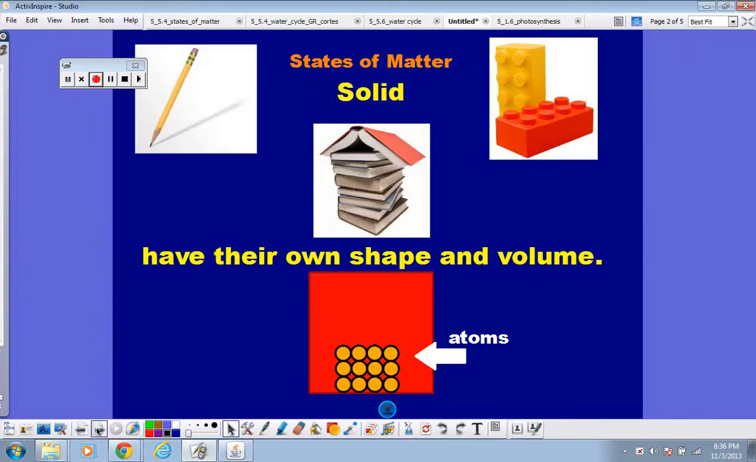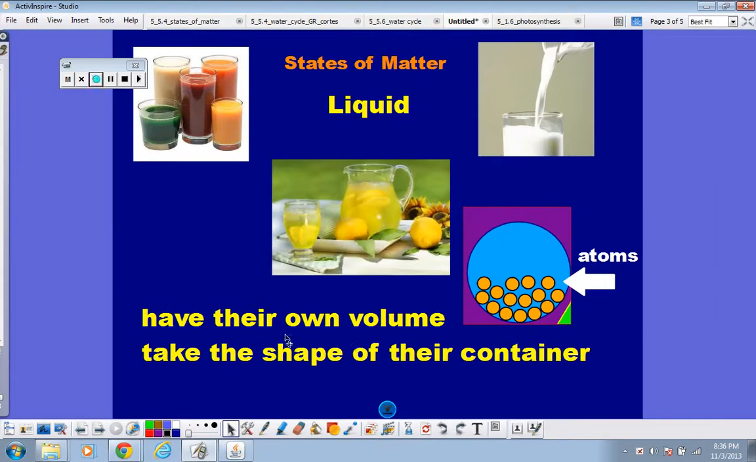Liquid is a little bit different. In a liquid, the atoms are a little bit looser. They're not as stuck together. So that means that even though liquids have their own volume, they don't change the amount of space that they take up. They do change their shape. So they take the shape of their container.